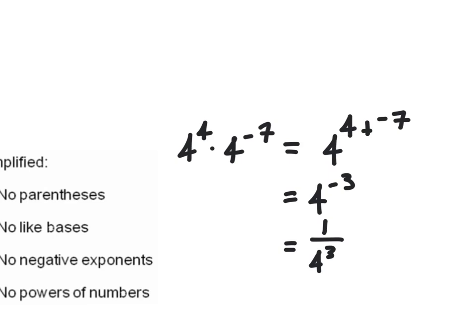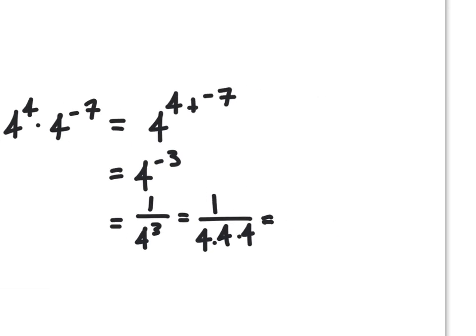4 cubed is 4 times 4 times 4. 4 times 4 gives me 16, and then times another 4 gives me 64. So this is going to be 1 over 64. And this is what we want. We want to get to a point where we have just a single number or fraction, with no exponents, no negative exponents, nothing else. We have that.